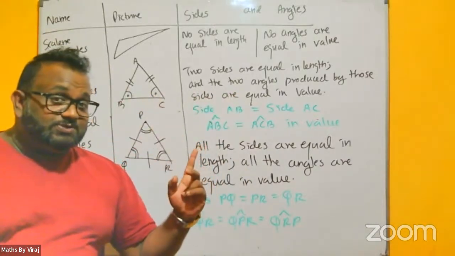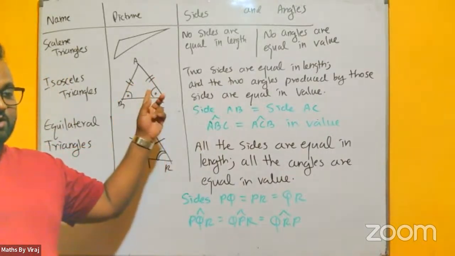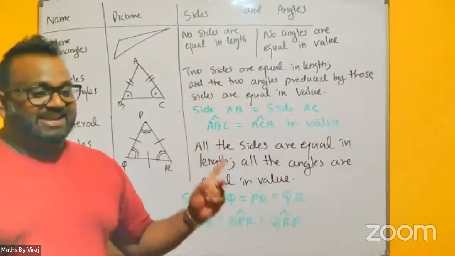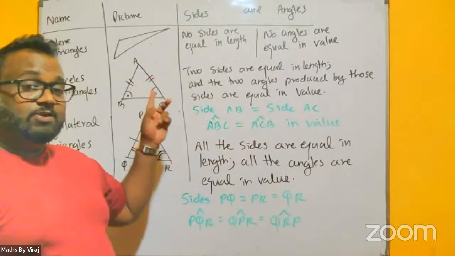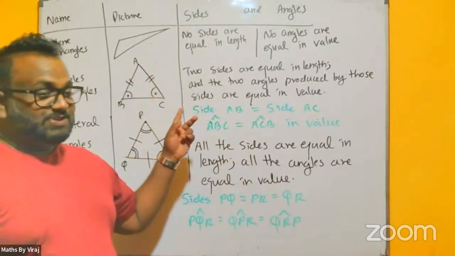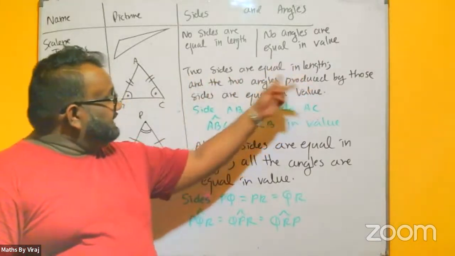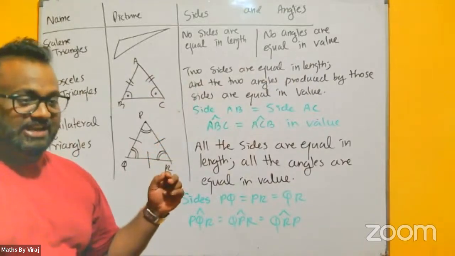How do you know that the two sides are equal? See, we have drawn two lines. Yes or no? That shows us the side AB is equal to side AC. Furthermore, if they are equal, what happens to the angles? Two sides are equal in length and the two angles produced by those sides are equal in value.